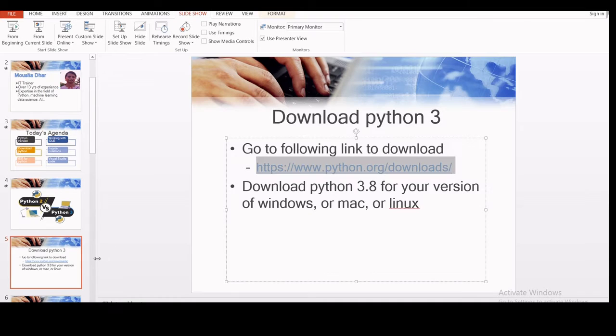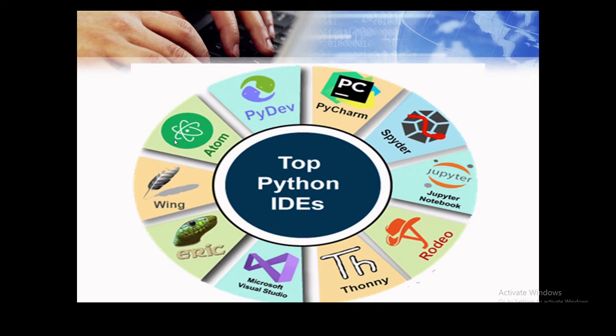Then you have to go for something called an IDE. The full form of IDE is Integrated Development Environment. These are software where you can write your code, debug your code, compile your code, as well as run it and view the output in the same window, in the same software. In Python there are different IDEs: PyDev, PyCharm, Jupyter Notebook, Visual Studio Code, Eric, Wing. Many IDEs are available in the market. You can use any one of them.